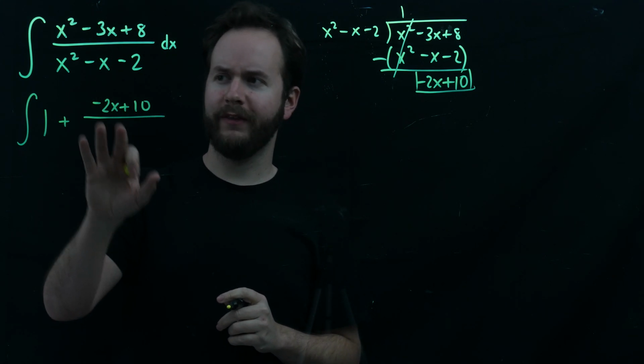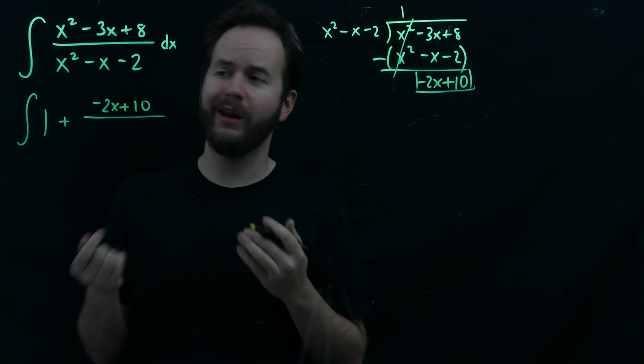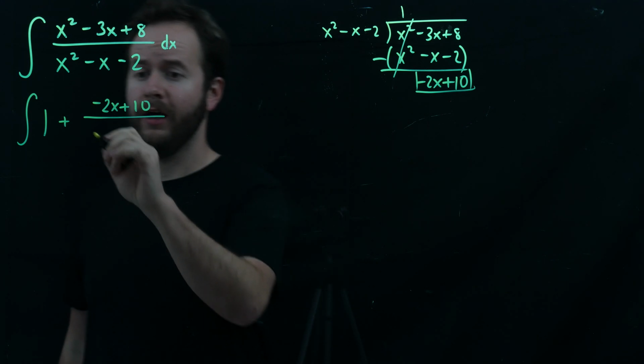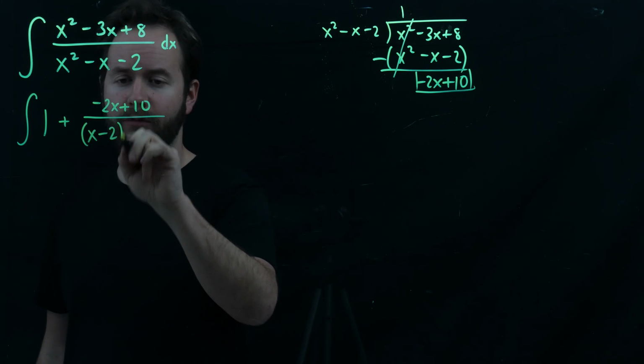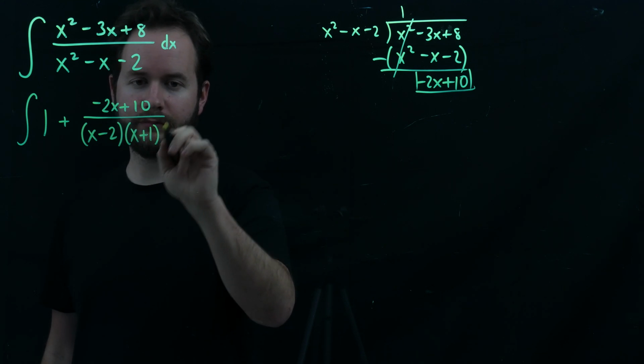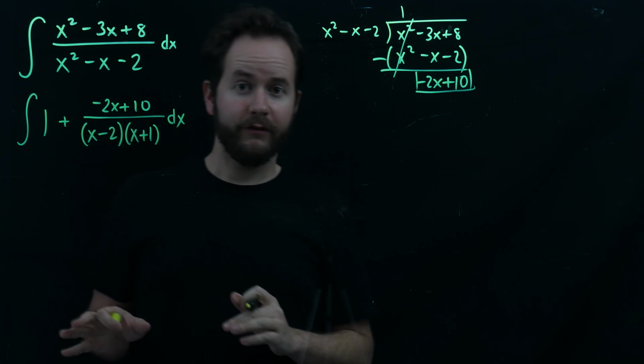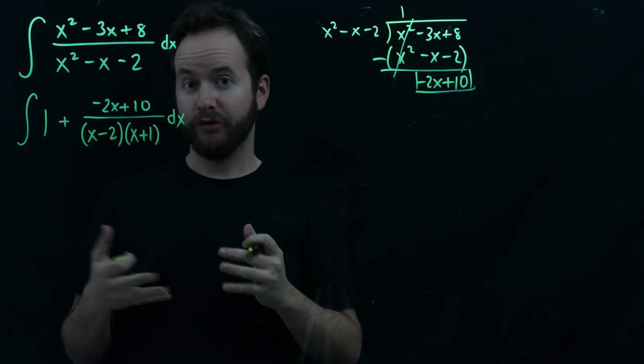Now, before I actually write that x squared minus x minus 2, I'm going to go ahead and say, you know what, I can factor x squared minus x minus 2. I can factor that into x minus 2 times x plus 1. Okay. Long division's done. Step 2 is to set up our partial fraction skeleton.